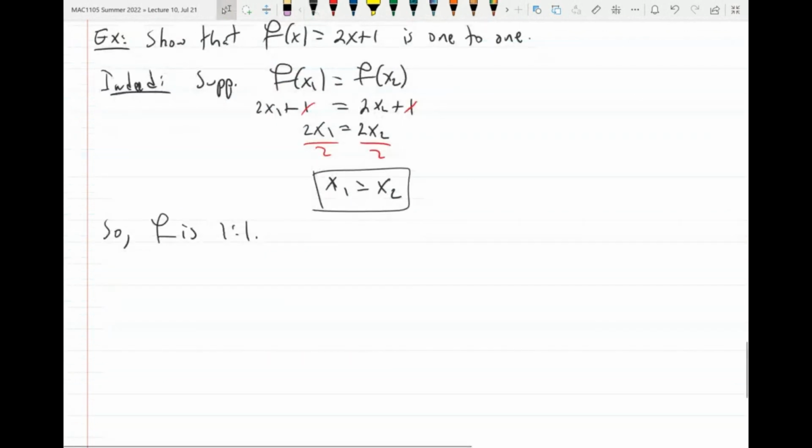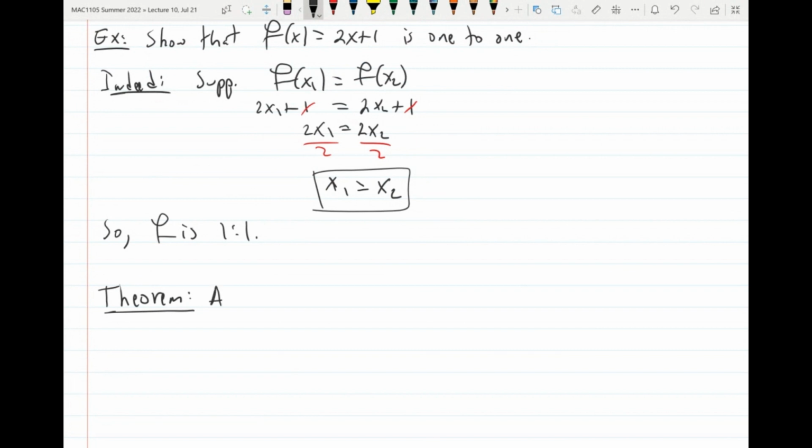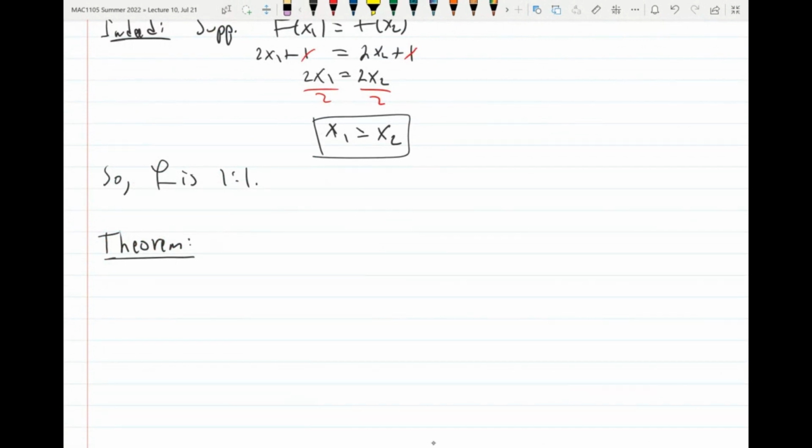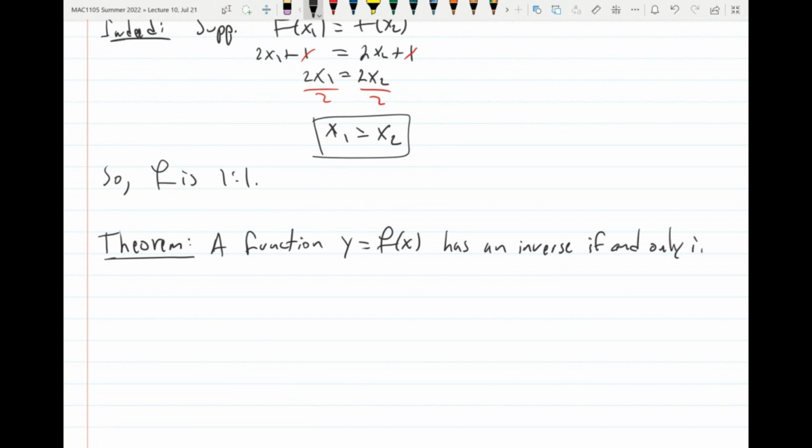So first, the theorem that says, as we discussed above, if a function is going to have an inverse, it has to be 1 to 1. So a function y equal f of x has an inverse if and only if it is 1 to 1. Okay, so it's very important to know when a function is 1 to 1, so we have a nice characterization, at least if you know the graph.